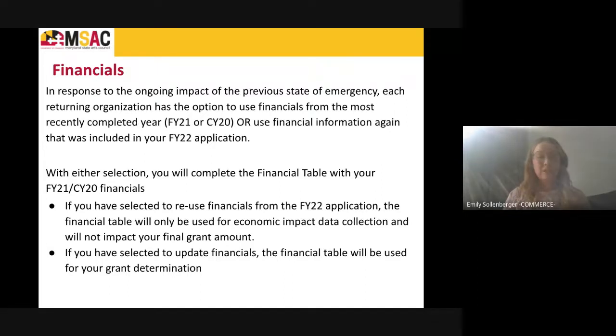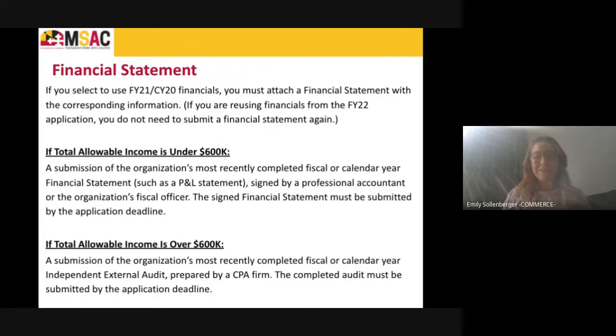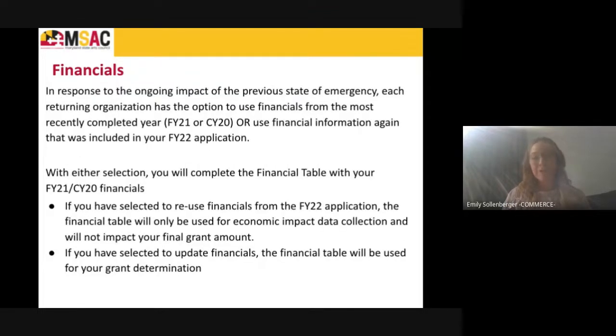If you selected to use the financials from your last completed fiscal year, the financial information included in the table will be used for your grant determination. So you would need to provide your audit or a P&L statement to back up that information. I know it can get a little bit complicated, but you have two choices. So whatever is in last year's or your most recently completed fiscal year.